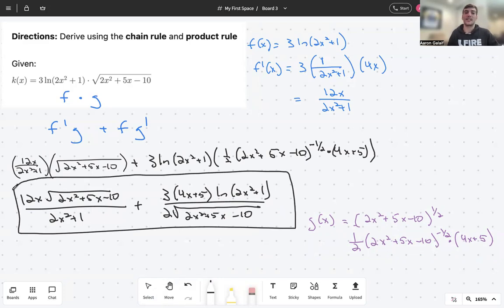Okay, so that is how we do a product rule that is going to have a chain rule in both of them. If you have any other questions, please let me know. Shoot me an email or say your question in the comments. Other than that, I hope everyone has a great day.